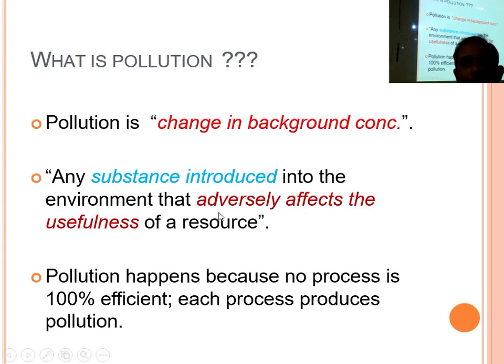What is pollution? Pollution is change in background concentration. What is the meaning? You have arsenic always in water, but sometimes the arsenic level becomes so high that water is not consumable anymore. We cannot consume that water. It will give disease. So that is the change in background concentration. Any substance introduced into the environment that adversely affects the usefulness of a resource. Water is a very good resource that is necessary for us, but anything getting added to the water beyond a certain limit will obviously affect the usefulness. You cannot use that water.